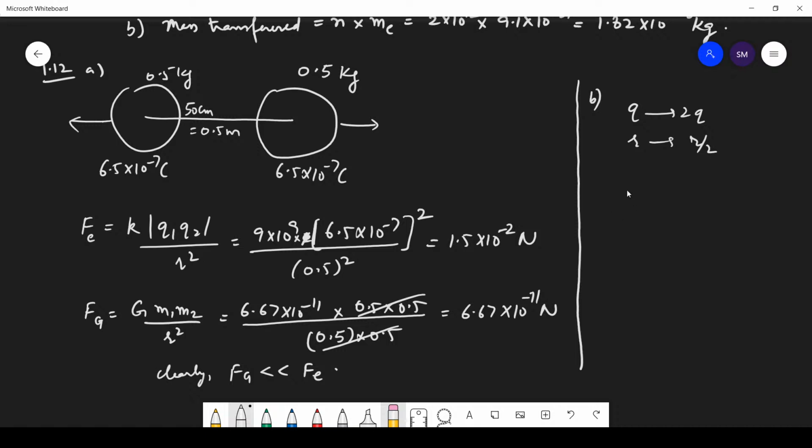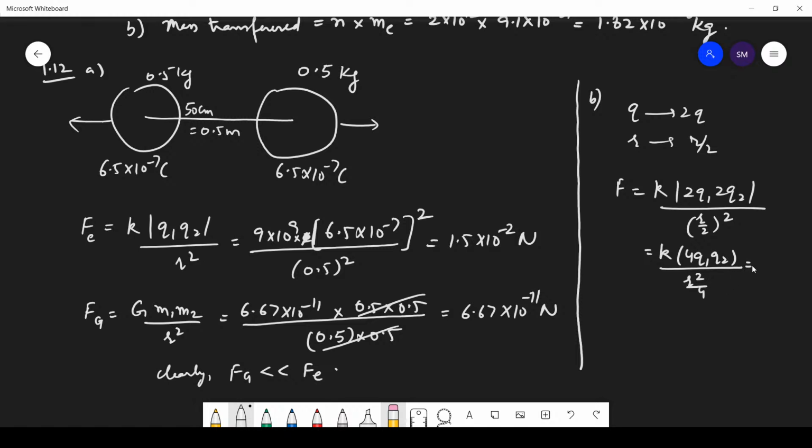So the force of repulsion will be equal to, this formula changed, and now the charges are twice, so 2Q1 2Q2 divided by the radius, which is R by 2. So this comes out to be K into 4 Q1 Q2 divided by R square upon 4.